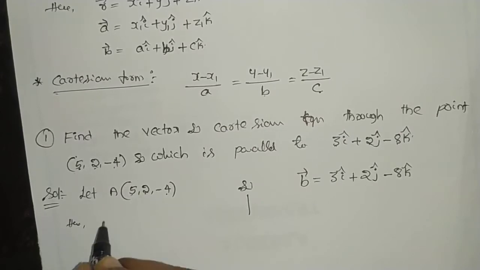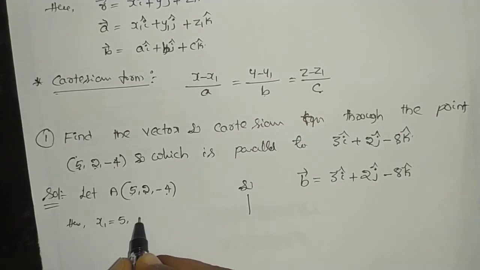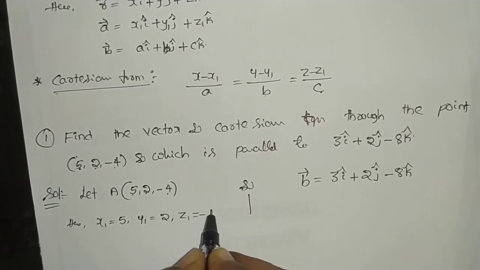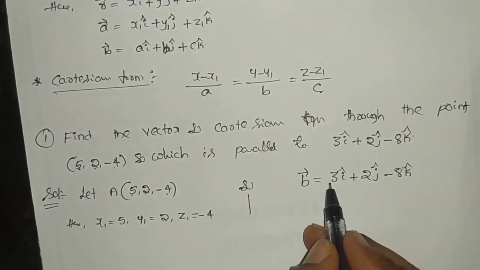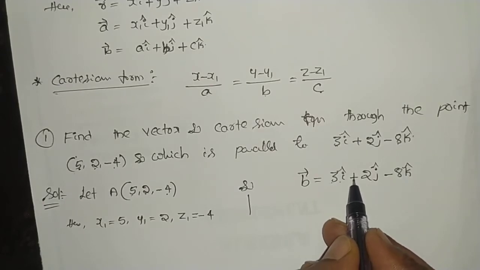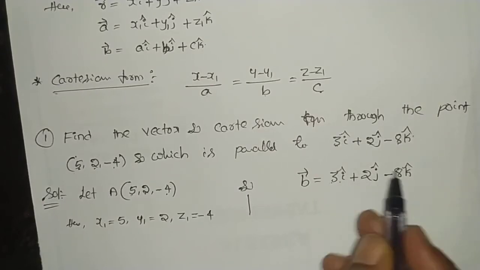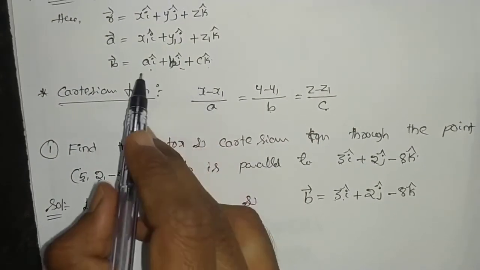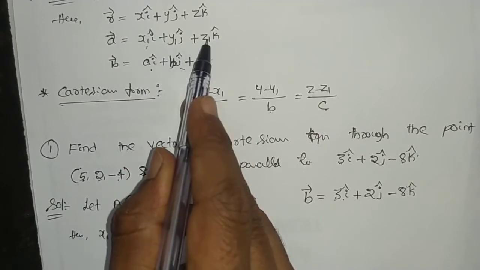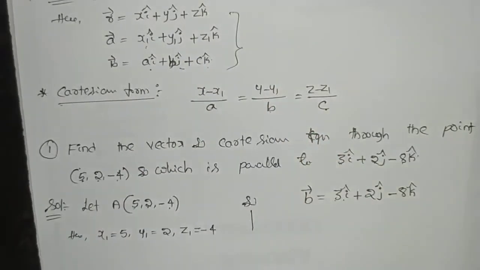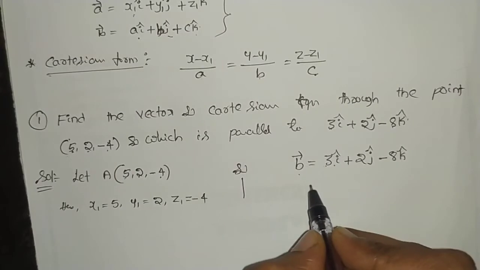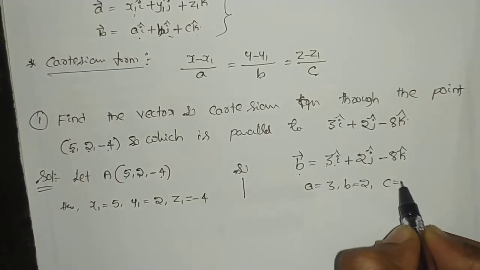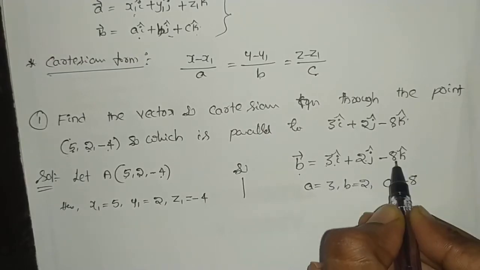Here x1 is 5, y1 is 2, z1 is minus 4. The vector a i plus b j plus c k, and a vector is x1 i plus y1 j plus z1 k. Based on this point, I am writing this. For the b vector, a equals 3, b equals 2, c equals minus 8.